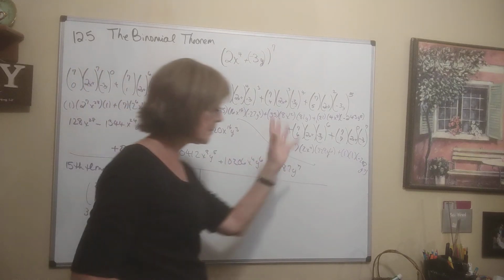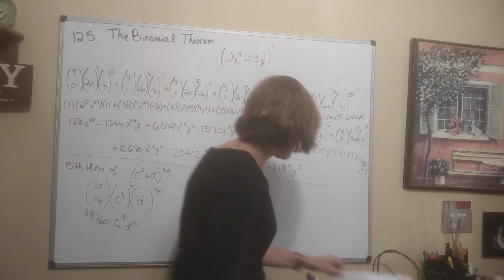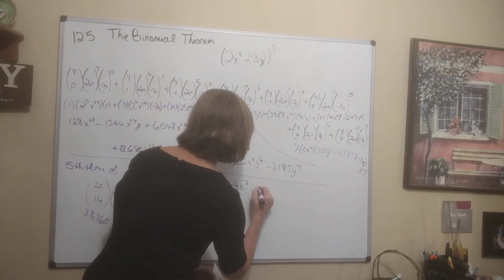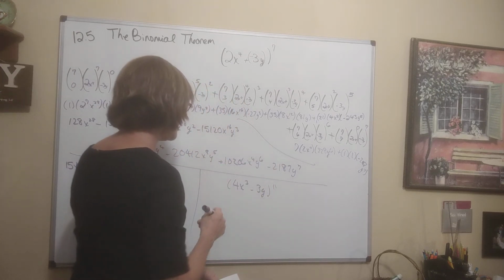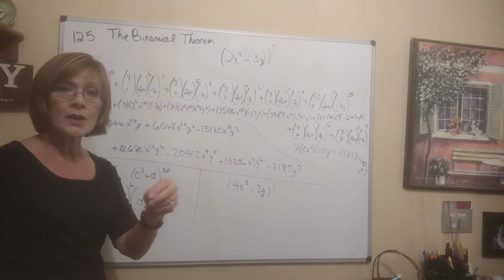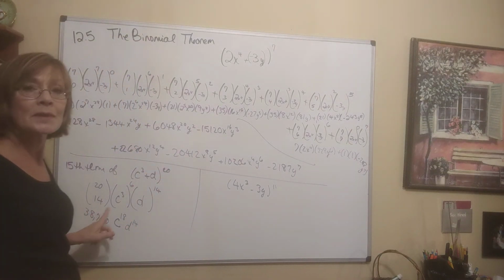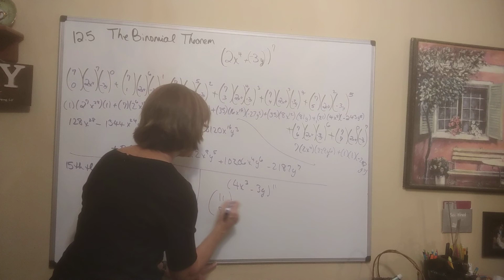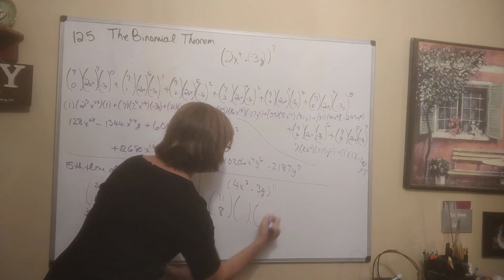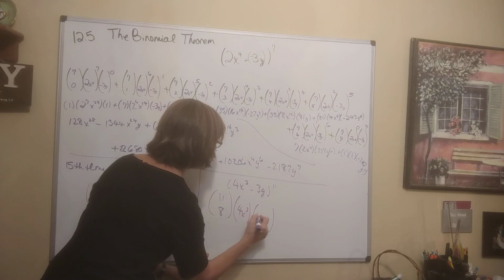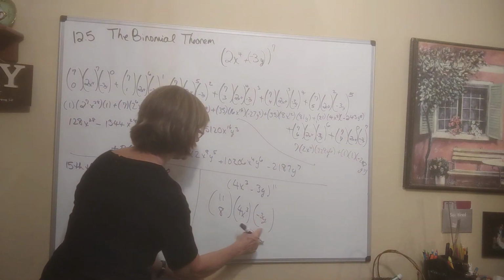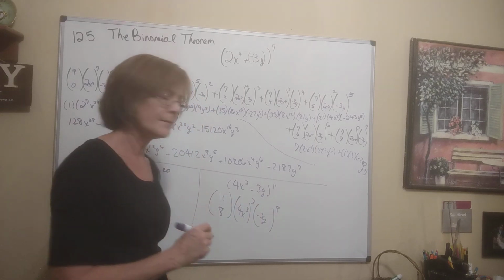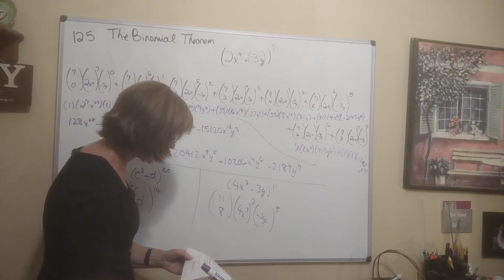What if we had to pick out a middle term? Find the 9th term of 4x cubed minus 3y to the 11th. Remember, for the 9th term, the bottom number is going to be 1 less than that, so that's an 8 down there. The top number is always n. Something to a power, something to a power: it's 4x to the 3rd, negative 3y. The second term's power is always that number, 8. 8 plus what gives me 11? 3. So 11 choose 8 is 165.